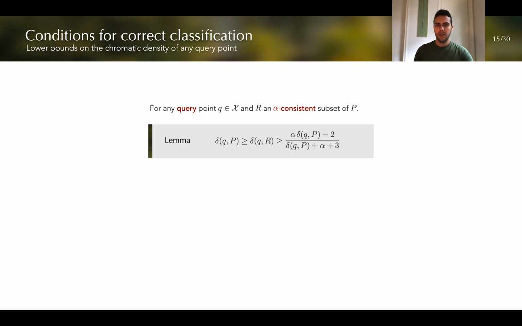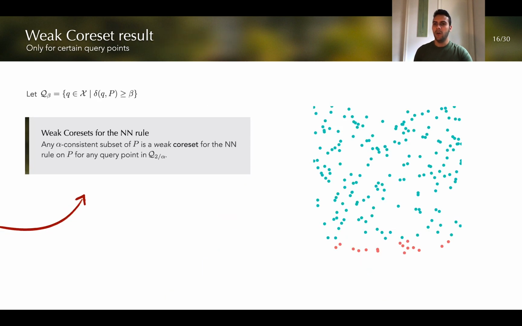So from this lemma that we prove in the paper, we can get two results. One result on weak coresets and one result on strong coresets. So the result on weak coresets is as follows. We know that any alpha consistent subset of P is a weak coreset for the nearest neighbor rule for query points that have chromatic density greater than or equal to 2 over alpha.